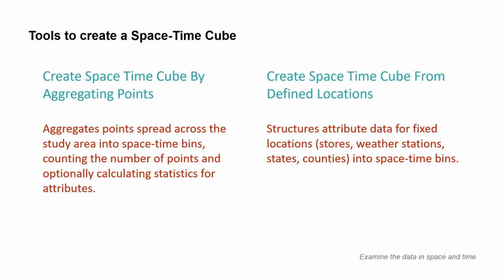There are two tools that allow us to create a space-time cube. You would use the first tool, Create Space-Time Cube by Aggregating Points, if you had point or incident data such as crimes, earthquakes, or traffic accidents. This tool counts the number of incidents that fall within each space-time bin, and we'll talk more about that in a minute. The second tool, Create Space-Time Cube from Defined Locations, summarizes attribute data for specific locations you're analyzing, specific locations where data is being collected.